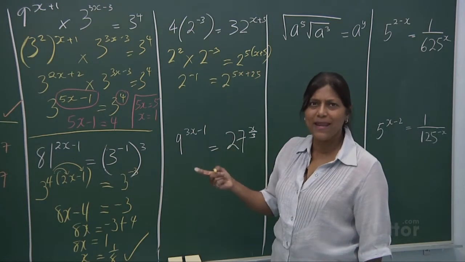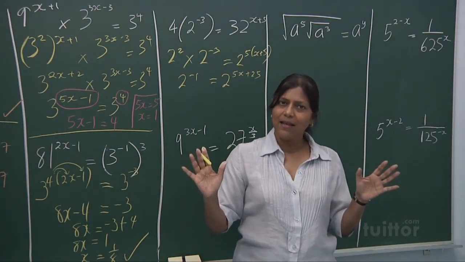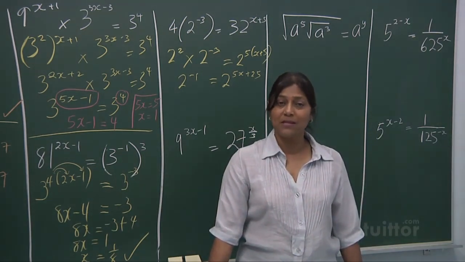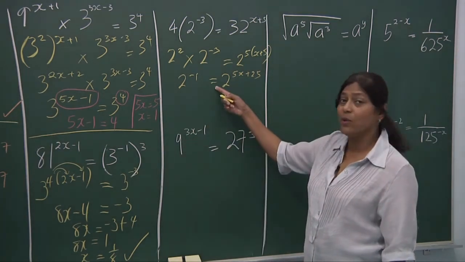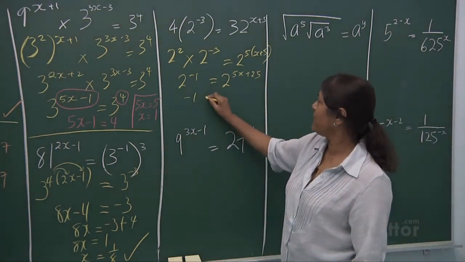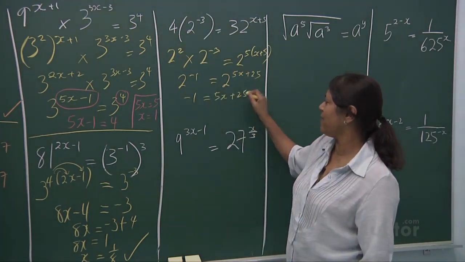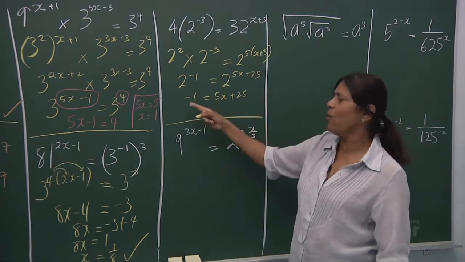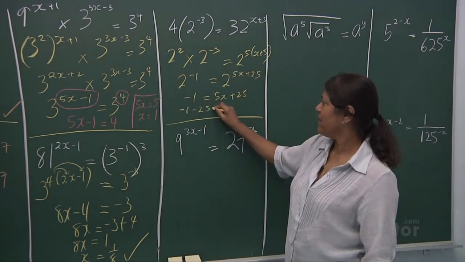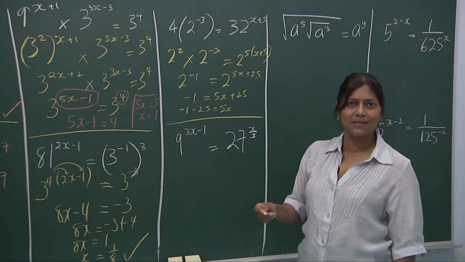And the only way they can be equal, the left-hand side and the right-hand side, is when the powers become equal. Otherwise, they're not equal. You see the equal? Yes. So these two powers must be equal. Minus 1 is equal to 5x plus 25. Bring the 25 over, plus becomes minus. And so your 5x is equal to minus 26.